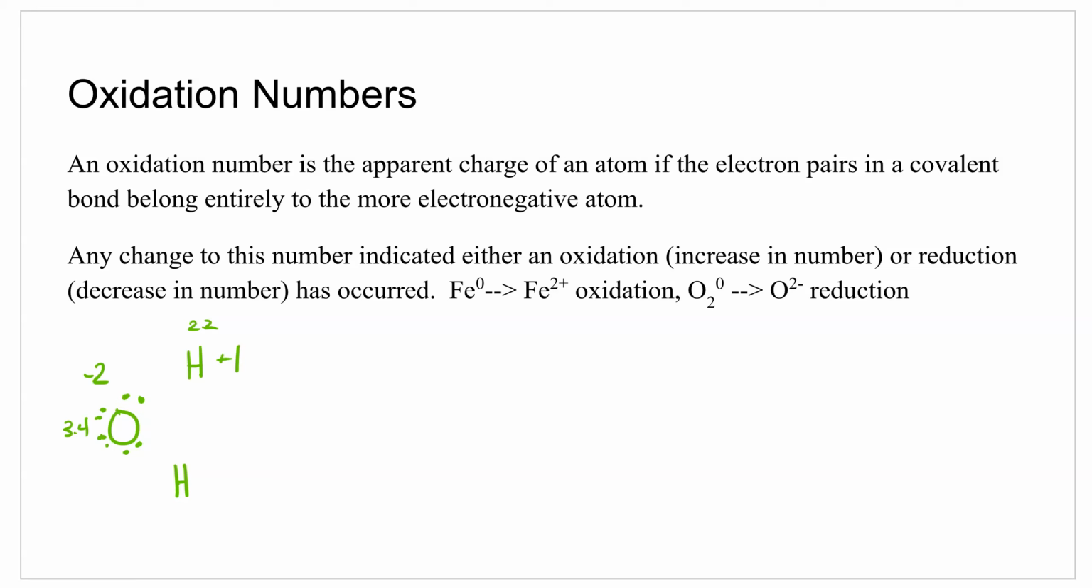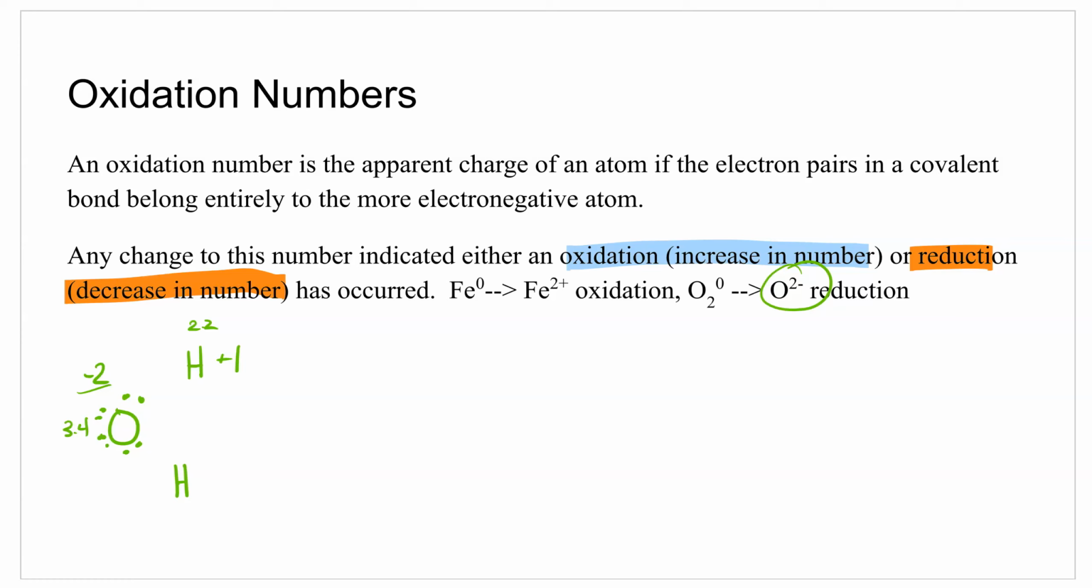Notice the difference in oxidation numbers. We say -2, versus in an ion we say 2-. In oxidation numbers, the sign comes before the number. In ions, the sign comes after the number. If there's any change to an oxidation number, either an increase, which means oxidation, or a decrease, which means reduction, then we are dealing with a redox reaction.